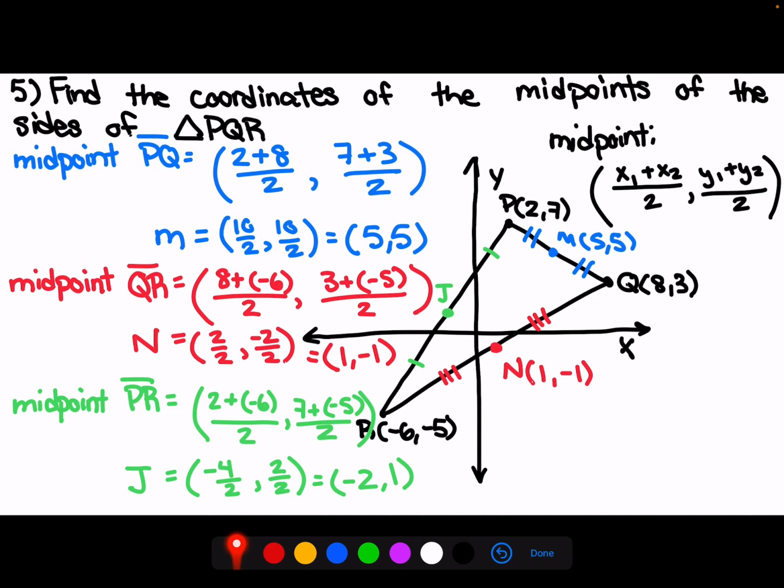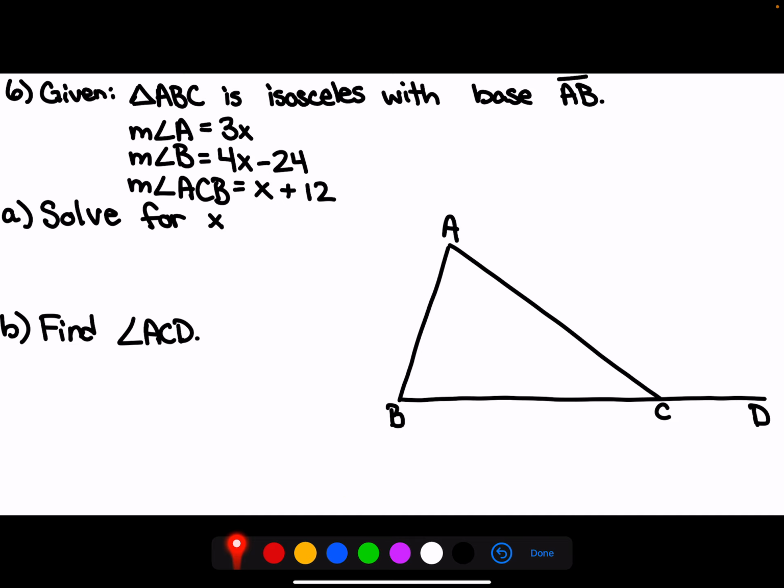All right, next up, number 6. Given triangle ABC is isosceles with base AB, and we have each of these angle measures, we're going to solve for x and find the measure of angle ACD, which is our exterior angle.